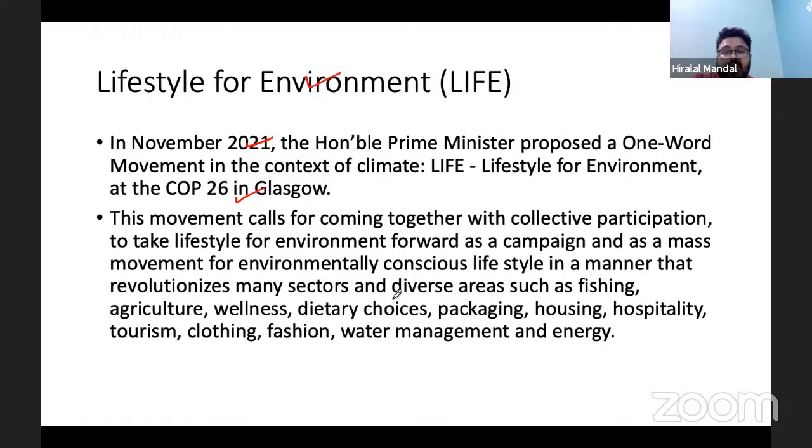It talks about its impact on the various sectors such as fishing, agriculture, wellness, dietary choices, packaging, housing, hospitality and tourism, clothing, fashion, water management, and energy. The Lifestyle for Environment campaign wants to make it a mass campaign for promoting an environment conscious lifestyle. So for that it has been launched.